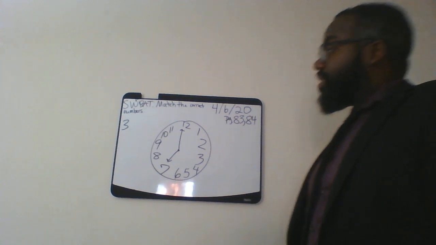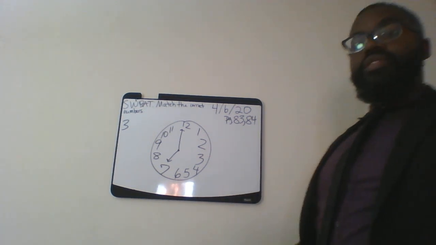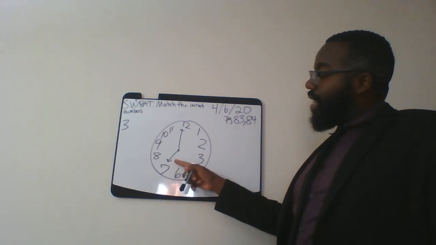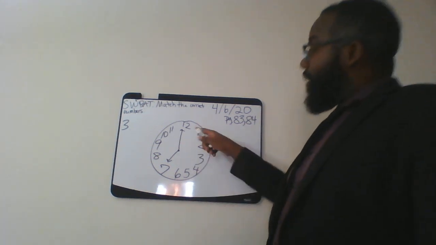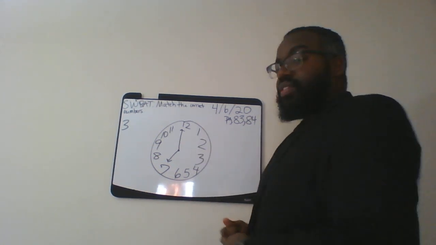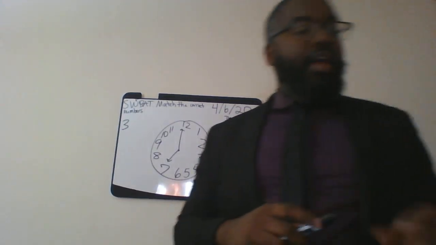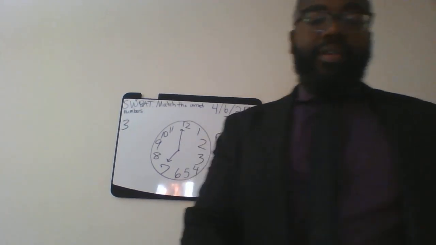Number 3 wants us to tell what time we have on the clock. All we have to do is tell the time by the hour. So what is the hour hand, the short hand, pointing to? 7. And the minute hand's on 12. So that is correct. 7 o'clock. So when you look at number 3, look at that short hand. That will tell you what hour it is to tell you the correct time.